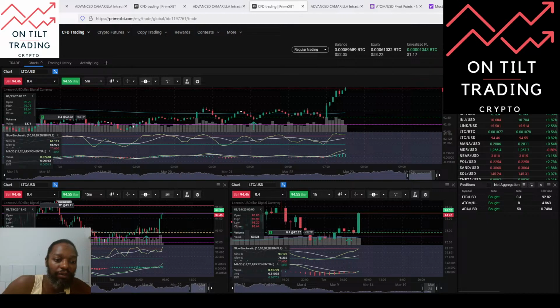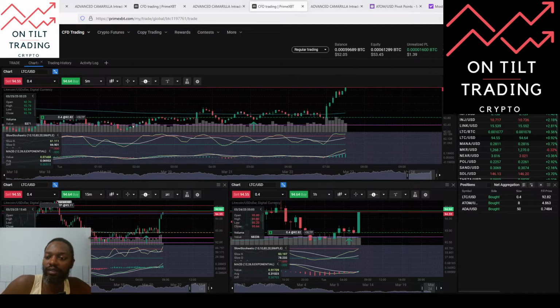And this is Camarilla pivot R3. So this being an inside day for this particular currency pair and making the traverse here from S3 to R3. Litecoin seems to be well on its way to doing that this morning. But this is on tilt trading, and actually no.